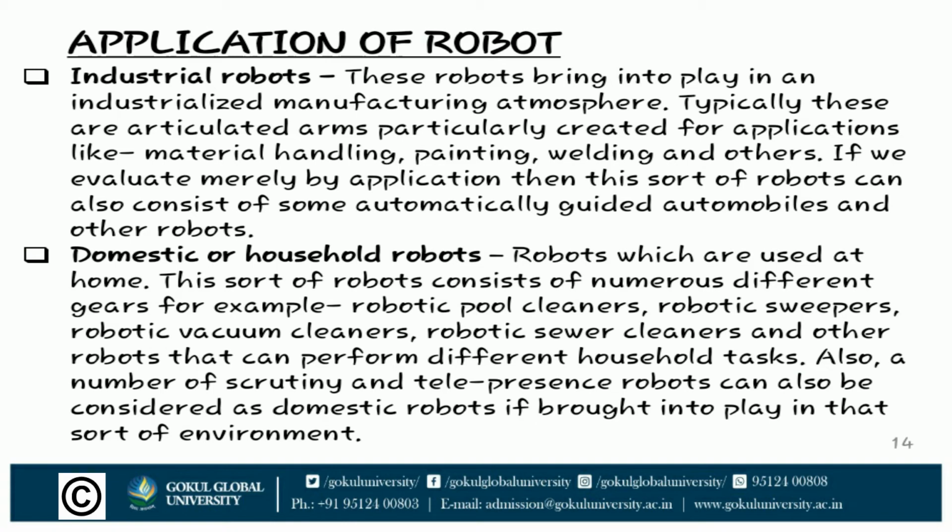Next is the domestic or household robot. Robots which are used at home. This sort of robot consists of numerous different gears. For example, robot pool cleaners, robotic sweepers, robotic vacuum cleaners, robotic shower cleaners, and other robots that can perform different household tasks. Also, a number of surveillance and telepresence robots can be considered domestic robots if brought into play in that sort of environment.